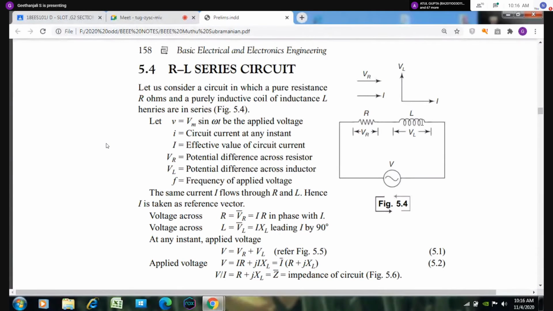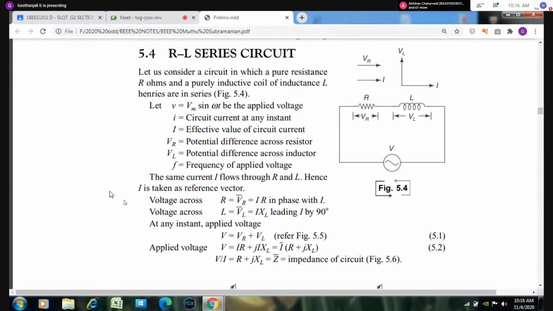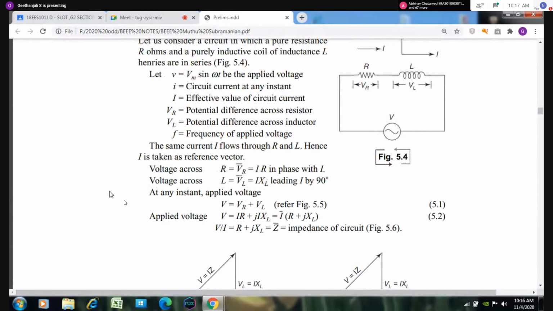The same current I flows through R and L, hence I is taken as the reference. I told you the reason: since it is a series circuit, the current remains the same. So the voltage across R is VR, which is equal to I into R, in phase with I. Then the voltage across L, we have seen earlier, is I into XL, leading I by an angle of 90 degrees.